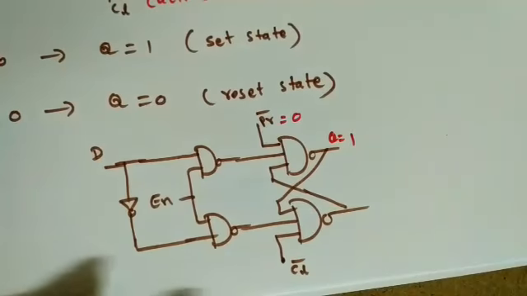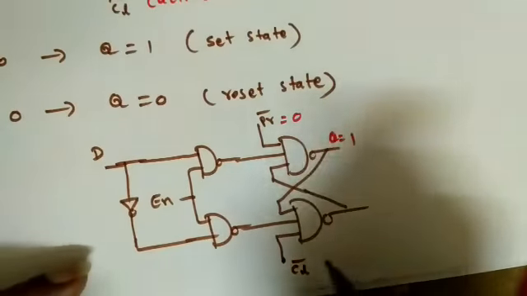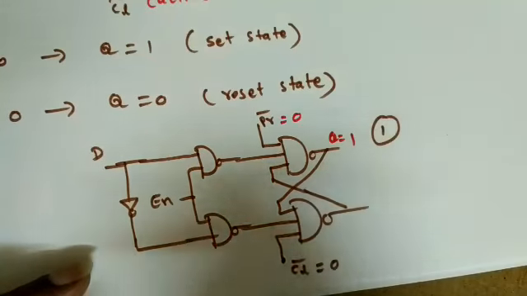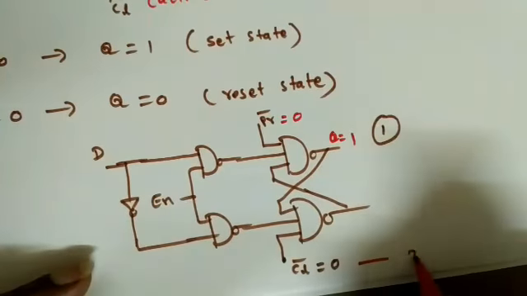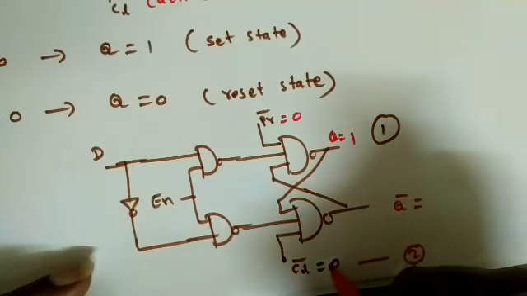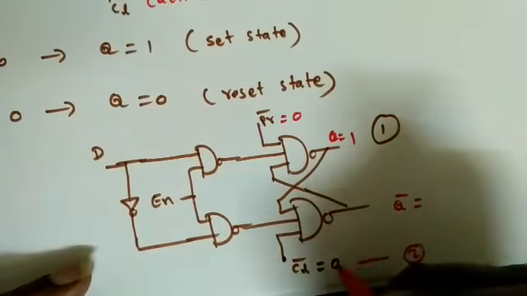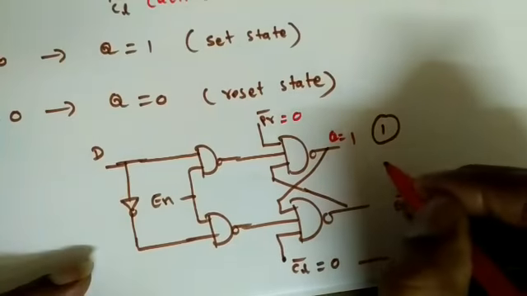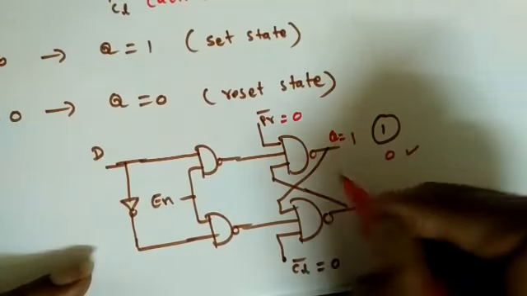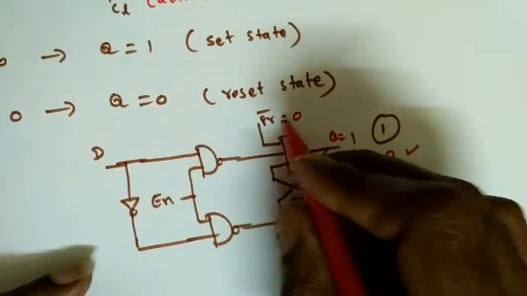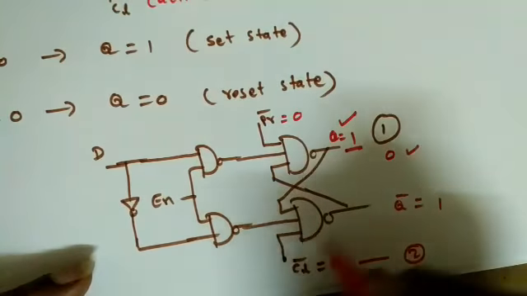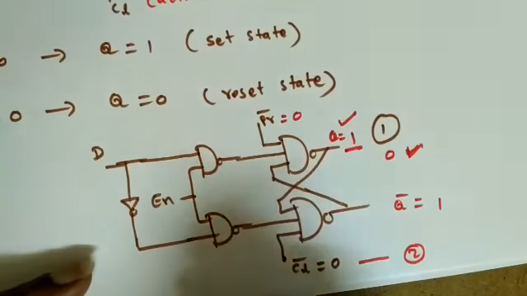In the second case, okay, this is the first case. If CL bar is equal to 0, this is the second case. So Q bar directly, what will it become? CL bar equal to 0 means what? Q bar is equal to 1 and Q will become 0. So CL bar means Q should be 0, and PR bar equal to 0, Q will be 1. So it is in set state. When CL bar equal to 0, it is in reset state.